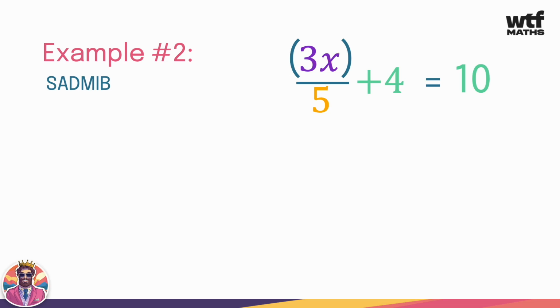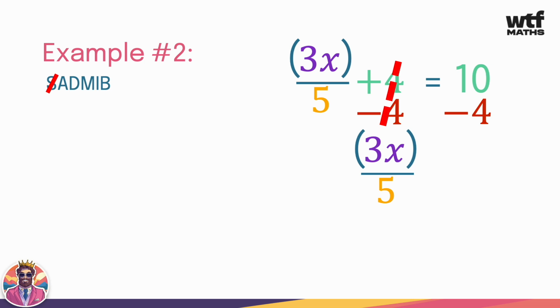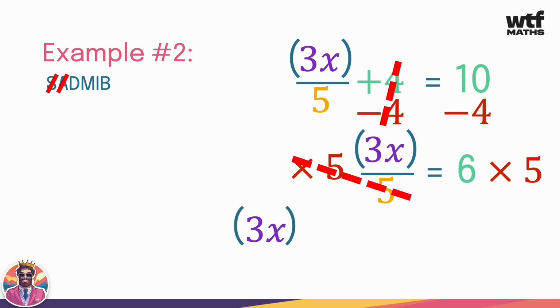So let's move along. There was no subtraction to get rid of, but there was a plus 4. So we're going to take 4 from the left and take 4 from the right. This cancels out the left, so we're just left with 3x over 5, and on the right, 10 take 4 is 6. So we can cross that off. Now, again, to get rid of this divide by 5, we need to times both sides by 5. So we're left with 3x equals 30.